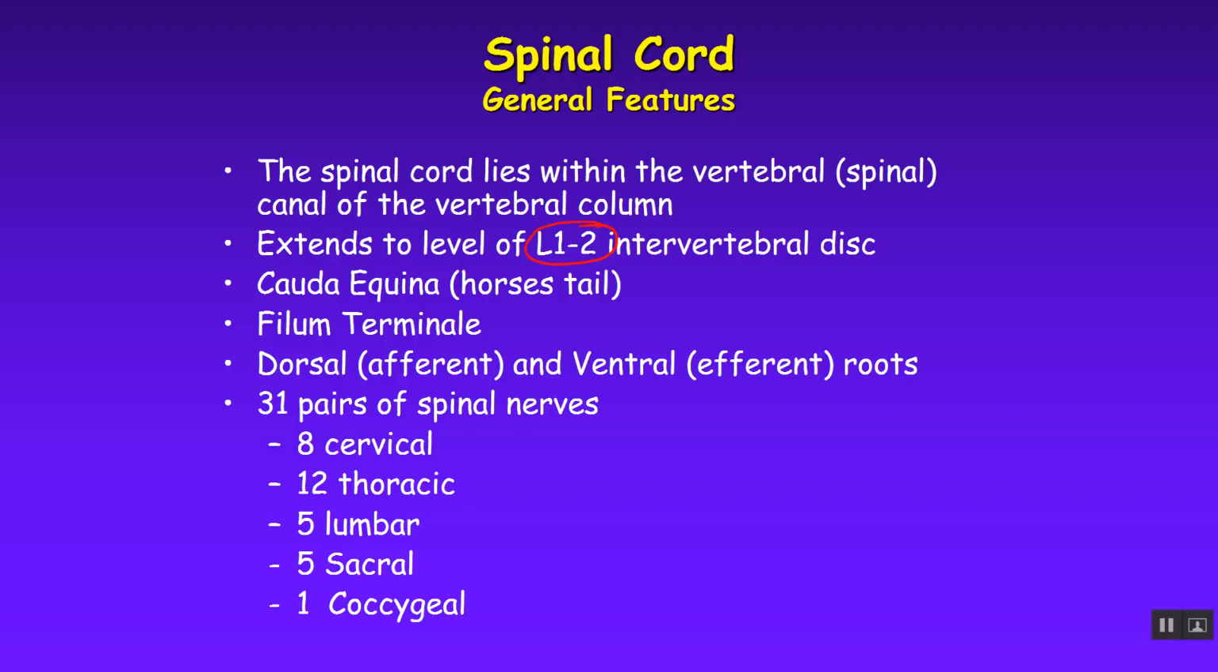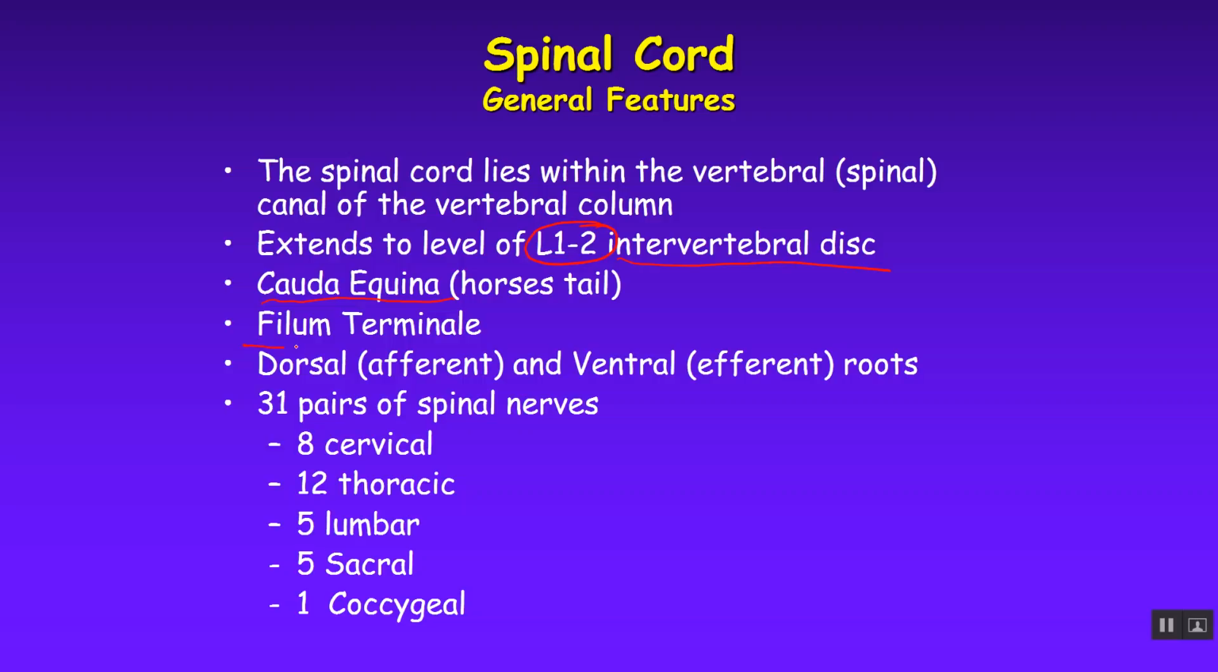So the tip of the spinal cord ends at L1, L2 in the intervertebral disc area, right between those two vertebral levels. It has this thing called the cauda equina. Where that tip of your spinal cord ends, there's a bunch of nerve roots that come off to go down to your lumbar and sacral nerve roots. It's called the cauda equina, which is a horse's tail. It looks kind of like a tail.